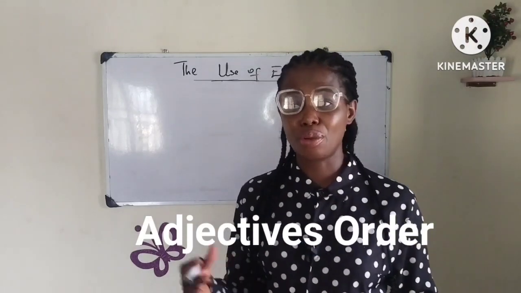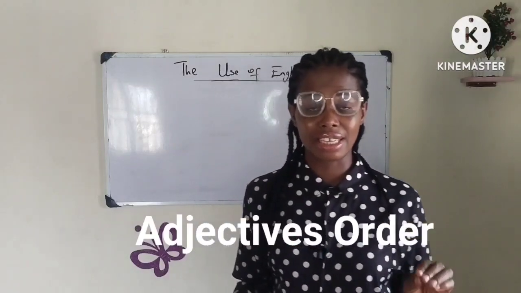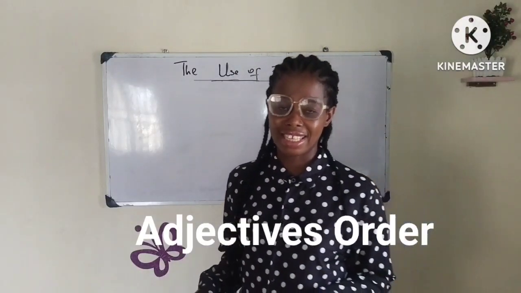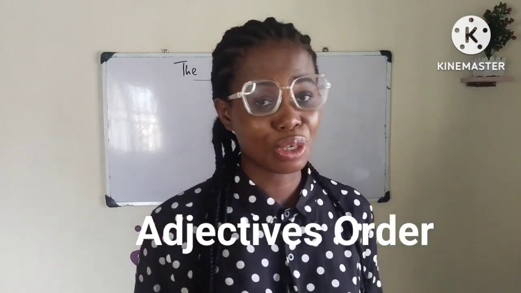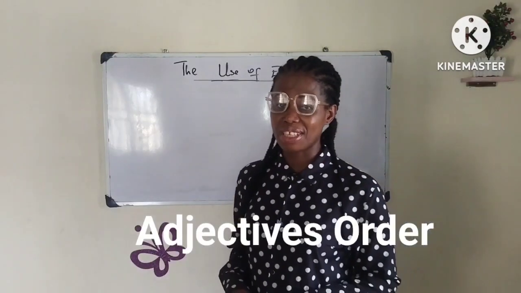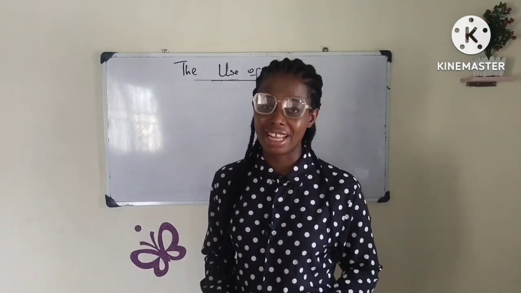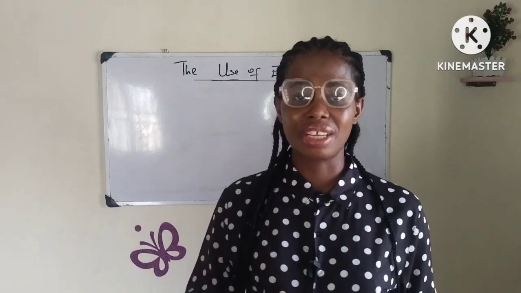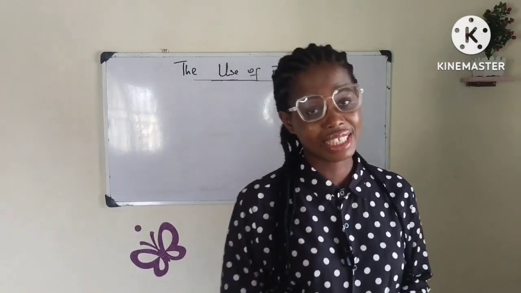Now in your exams, you're going to be answering questions on adjectives order. You're going to see questions on adjectives order in the section on completion of sentences. So it's very important for you to understand how to properly arrange adjectives in a sentence, and that's what we're going to be learning today. It's very simple. You just have to learn one thing that will help you in answering questions on adjectives order, and that one thing is the mnemonic.